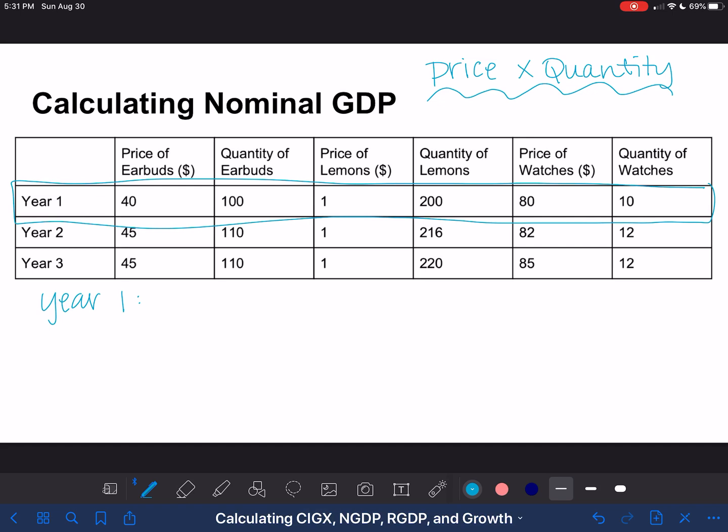It's price times quantity. So the price of earbuds times the quantity of earbuds: 40 times 100 plus 1 times 200 for the lemons. And then for watches it's 80 times 10. Then we just multiply and add those together, and you should get 5,000.